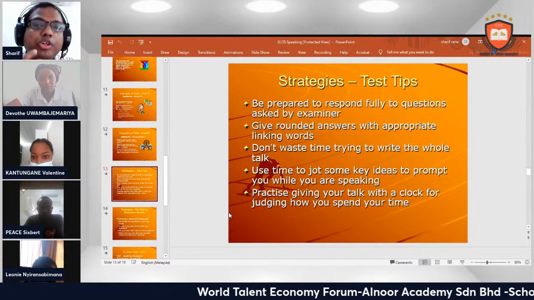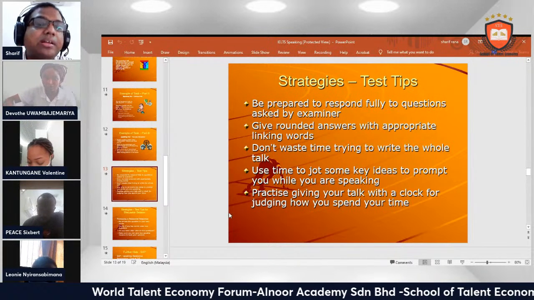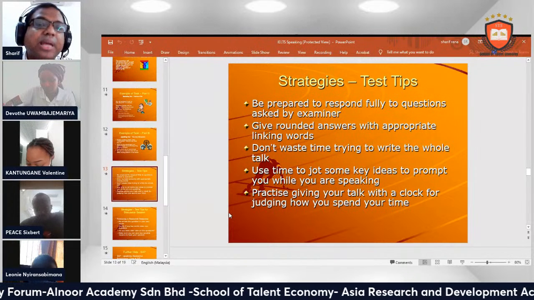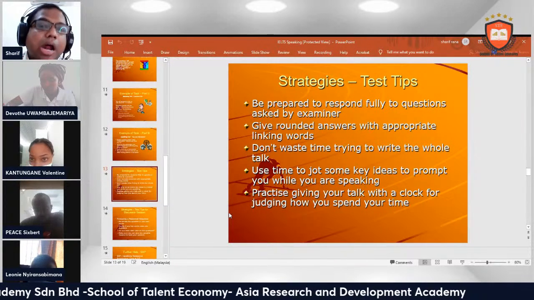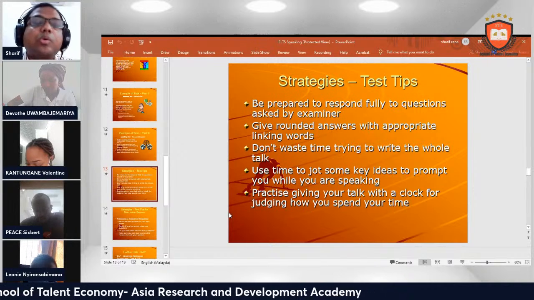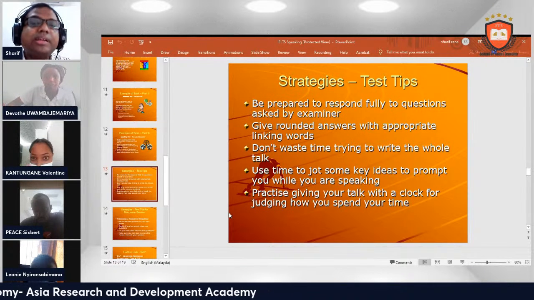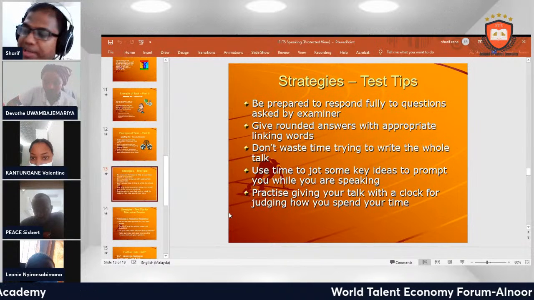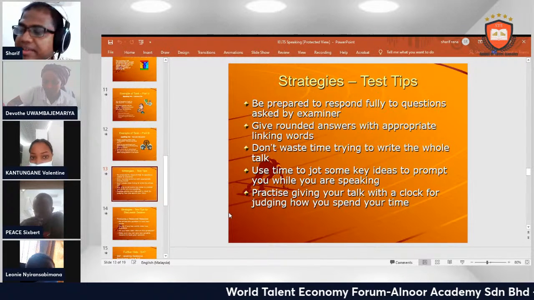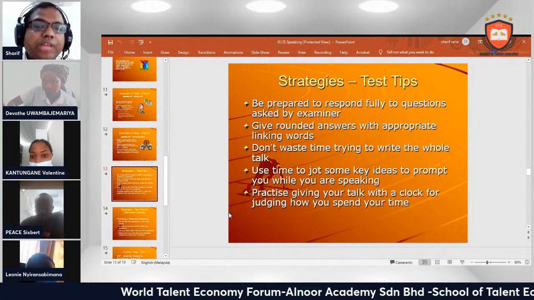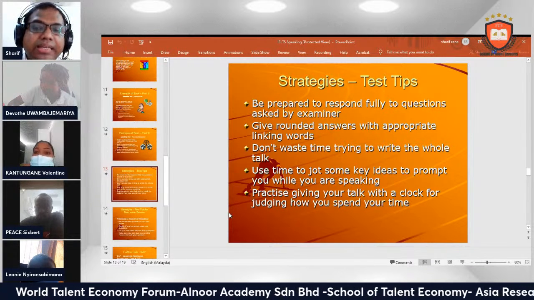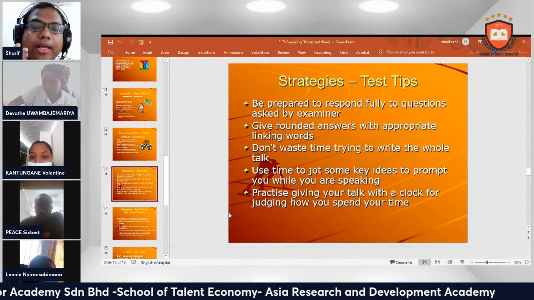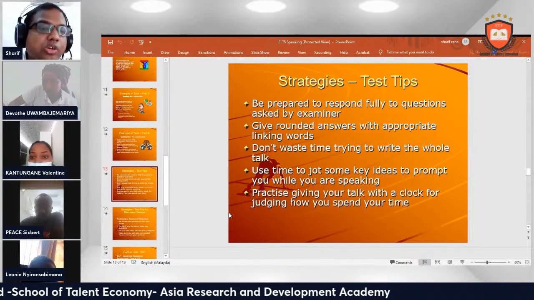Strategies. Be prepared to respond fully to the question asked by the examiner. Give a rounded answer where appropriate, with linking words. You need to link the words. Do not waste time trying to write the whole talk. When you take notes, you do not have to write the whole talk. Just write the keywords. Use the time to note some key ideas to prompt you while you are speaking. Practice giving your talk with a clock for judging how you spend your time.